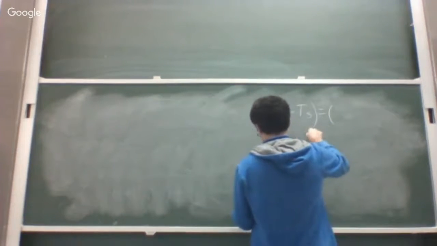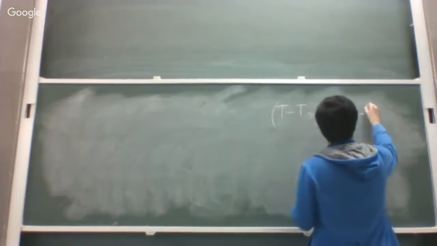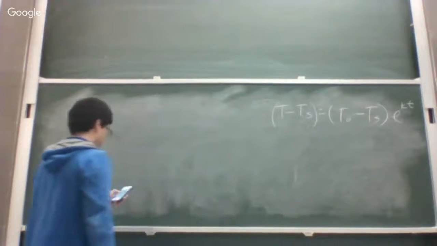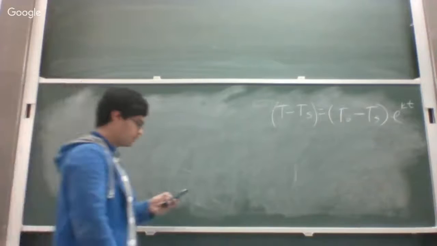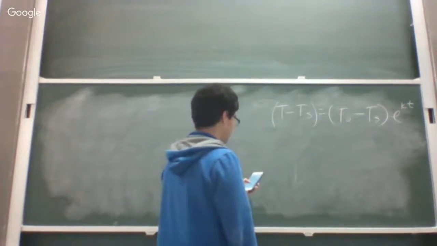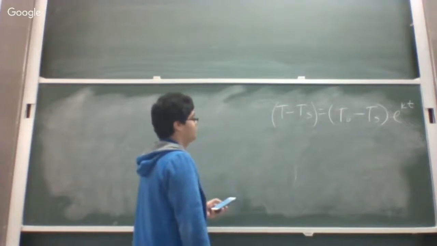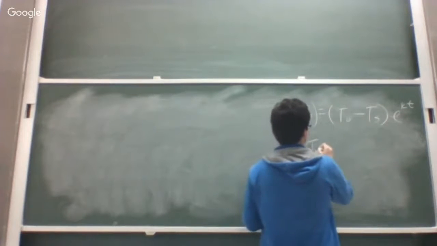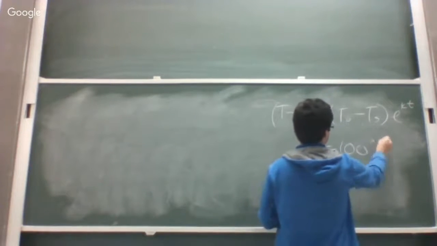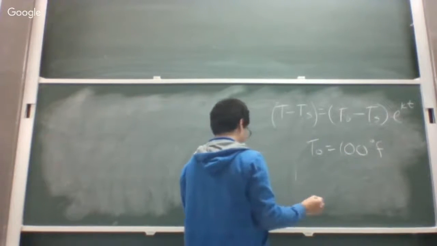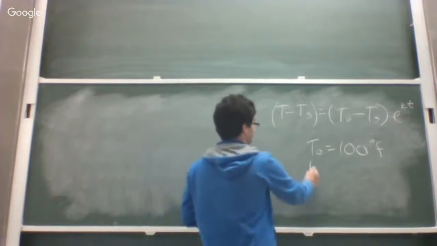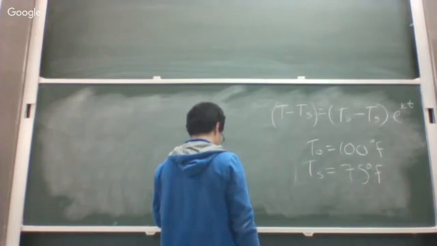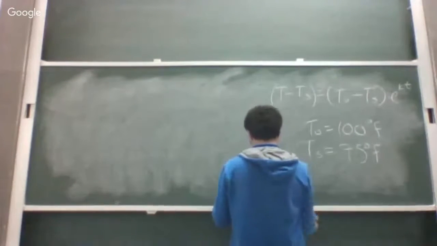Just remember it anyway. T minus Ts is equal to (T naught minus Ts) times e to the kt. The way to solve these is to recognize what each temperature is. It says a toy left outside in the summer at 100 degrees Fahrenheit. That's T naught. It's brought inside where the temperature is 75, so our Ts, the surroundings, is 75. After 20 minutes, its temperature is 85. That would just be our T.